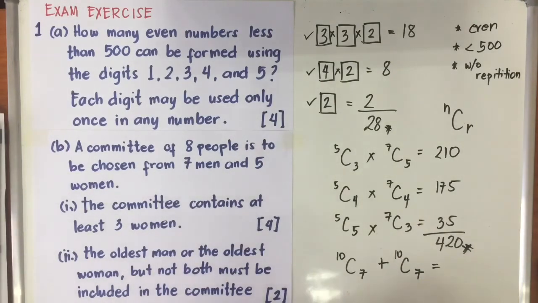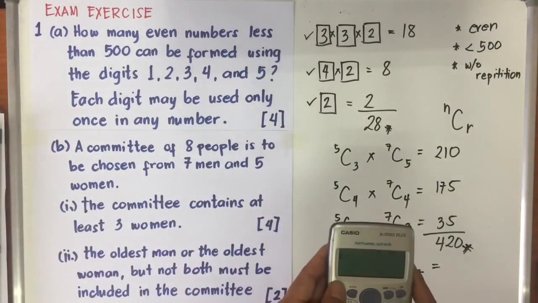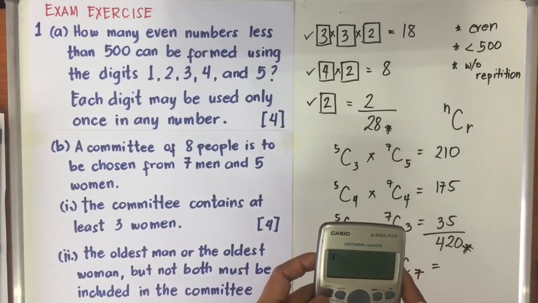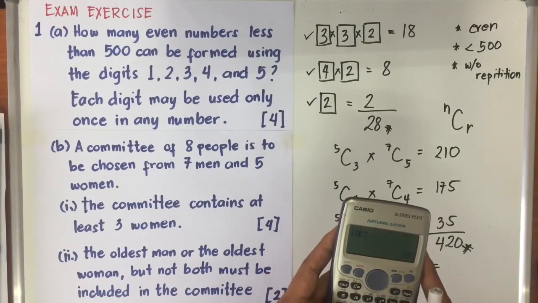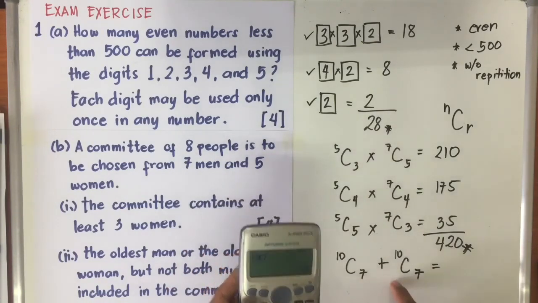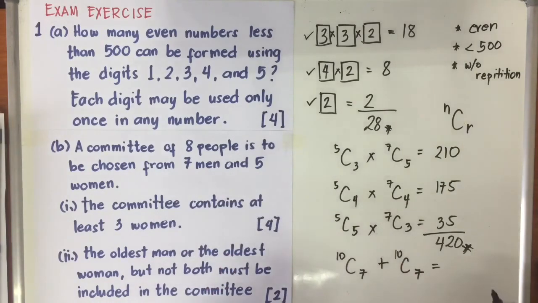So 10C7 plus 10C7. 10C7 is equal to 120. 120 plus 120 is 240. As easy as that, you'll get 2 marks.